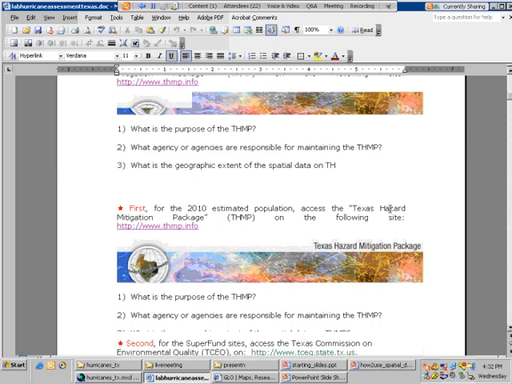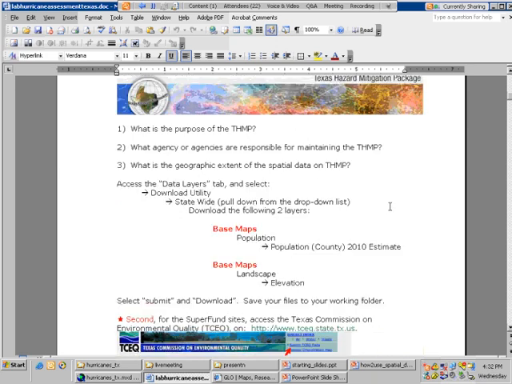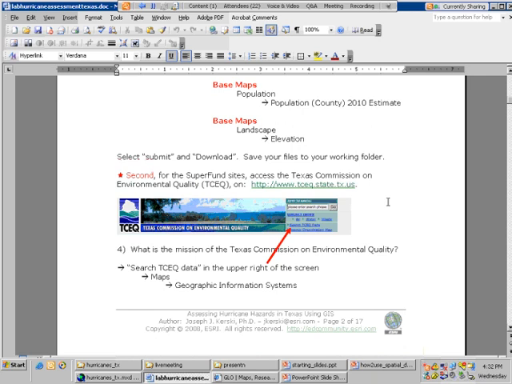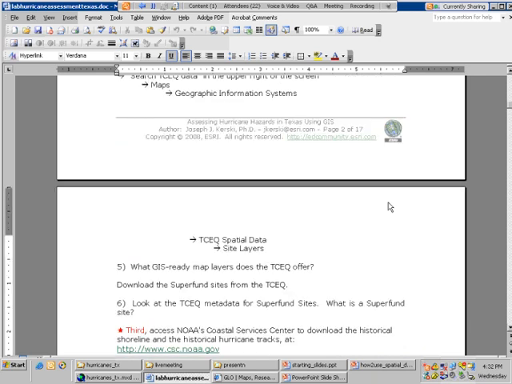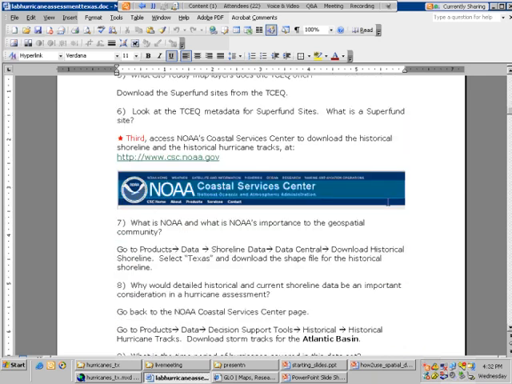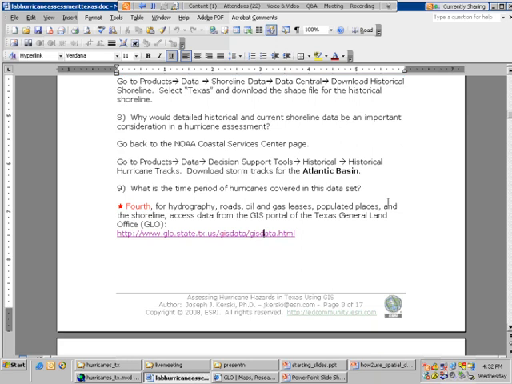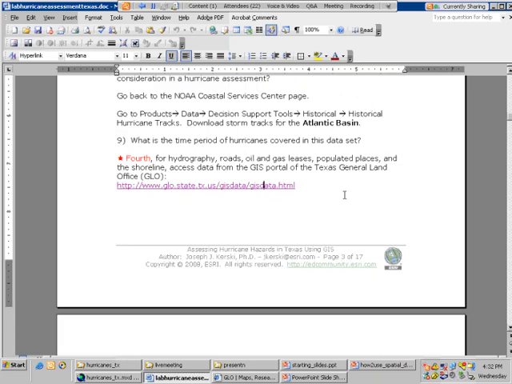So that's the first part of the lesson. I want the students to dig into not just downloading data, saying click, click, click, and I haven't learned anything, but actually I ask them questions about, okay, well, what is this agency? Why do they exist? What kinds of data do they have? So let's just take a look at one of these, the Texas General Land Office.